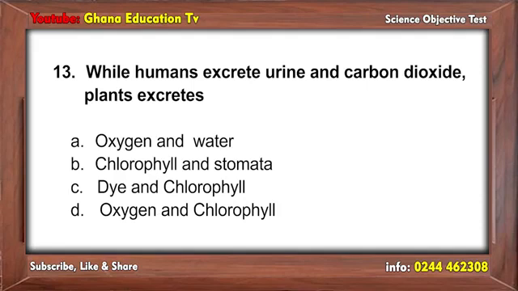Number 13. While humans excrete urine and carbon dioxide, plants excrete A. Oxygen and water. B. Chlorophyll and stomata. C. Dye and chlorophyll. And D. Oxygen and chlorophyll.